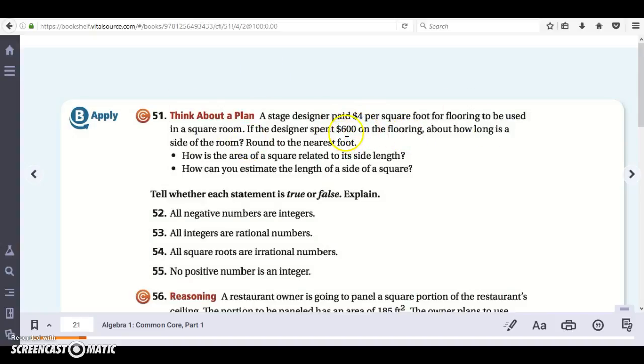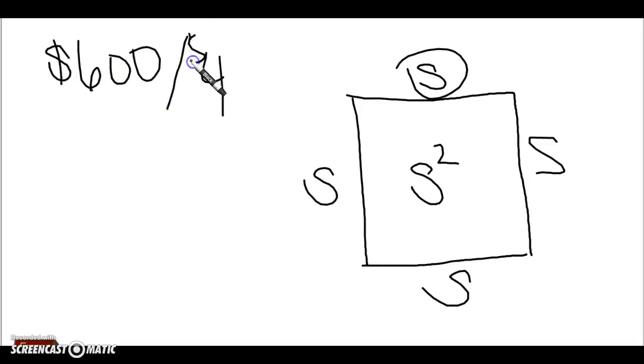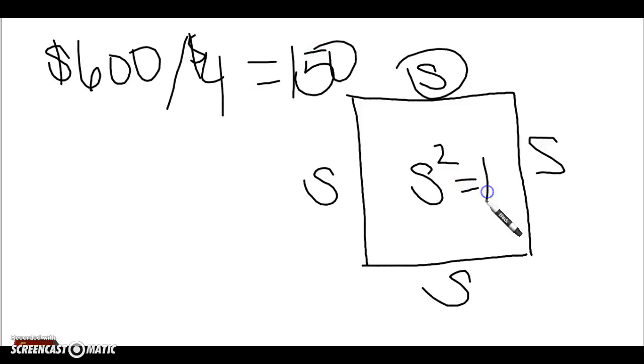Well, first of all, I know that I'm spending $4 per square foot, and I spent $600 total. Well, I want to know about the square foot, so I'm going to take this number here and divide it by 4, so I know how many square feet I have. So if I have $600 that I've spent total, and I know that I'm spending $4 per square foot, this is going to give me how many square feet I get. And when I divide that in my calculator, I get 150. So this is telling me how many square feet: 150 square feet, or feet squared, is another way of thinking about it.